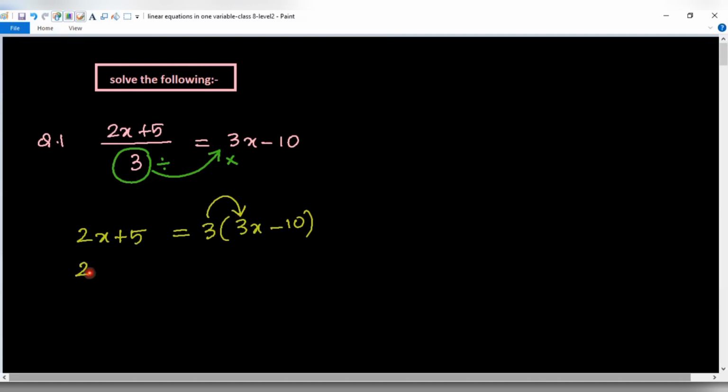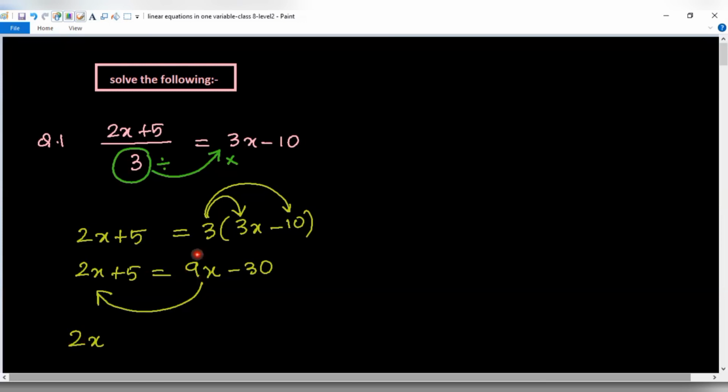So the left side is the same, 2x plus 5 equals 3 into 3, that is 9x. Then 3 into minus 10, that is minus 30. Now we have to combine the terms containing x together. See here we have a 9x. Let us take it to the left side.